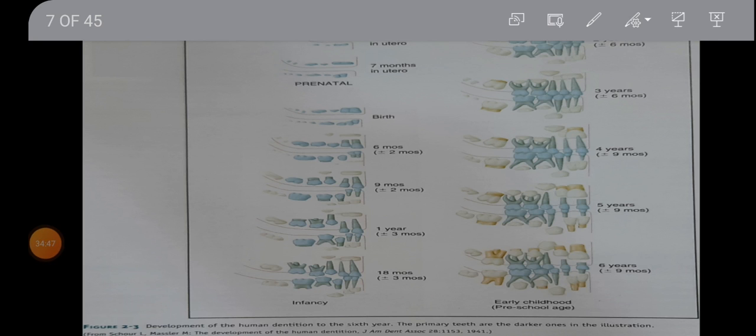The root formation is not finished when the tooth emerges, because the formation of root dentin and cementum continues after the tooth is in use. Ultimately, the root is completed with a complete covering of the cementum.